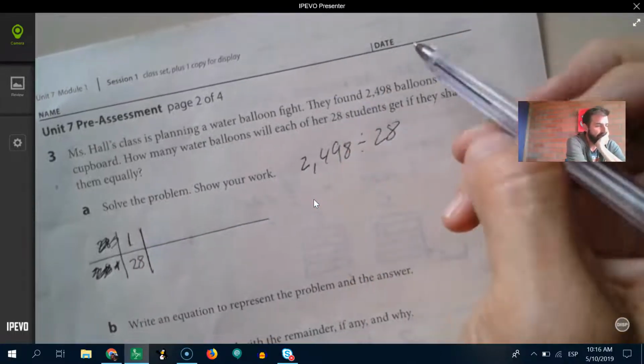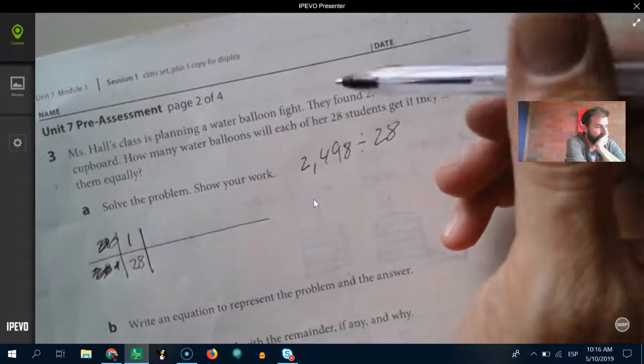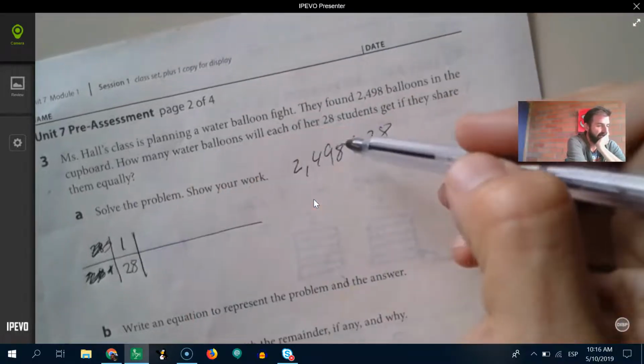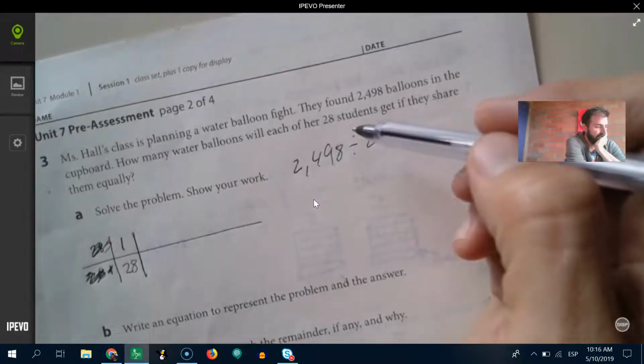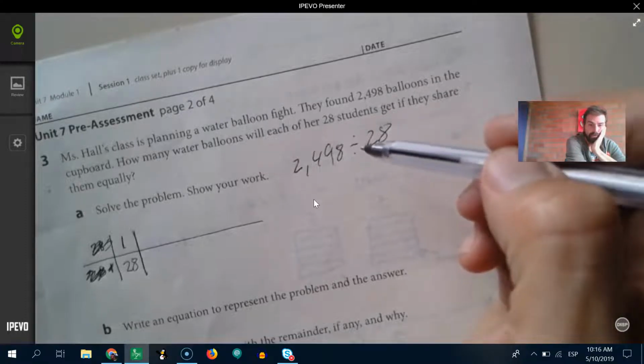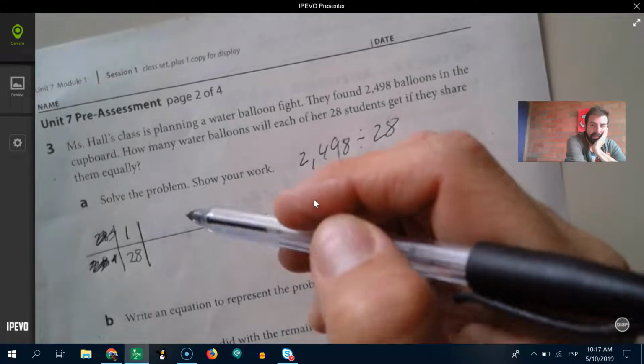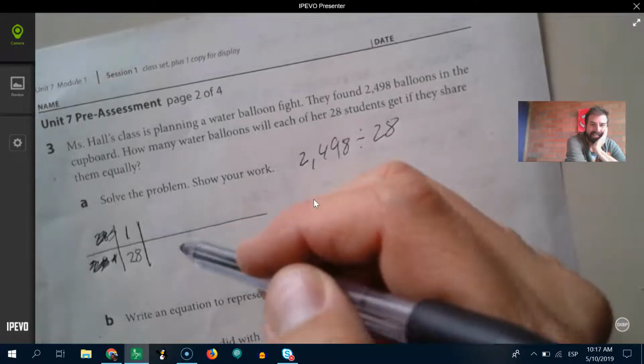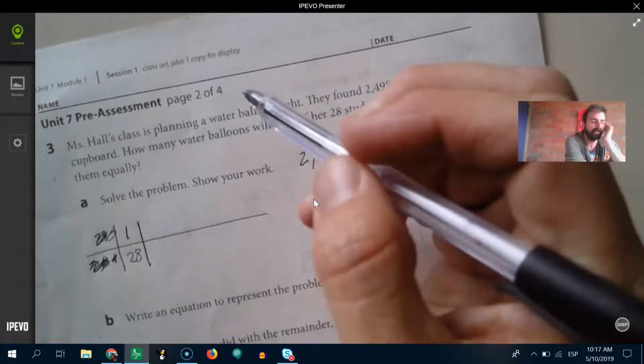And so what I'm wanting to do is I want to see how many 28s are in 2,498. So that's the total I want to get to. So my ratio is 1 for 28. Okay, so that means I need to do some calculations up here until I get 2,498 down here.